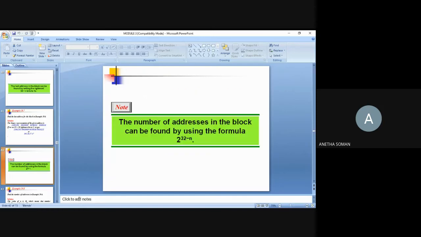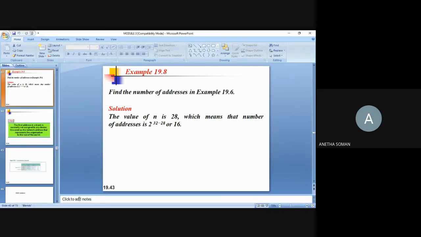Now, how will you find the total number of addresses in the block? I have the first address and the last address, so you will be able to identify how many total addresses are given. That depends on the formula 2 power 32 minus n. In the previous example, the total number of addresses is 2 power 32 minus 28, which is 2 power 4, that is 16 addresses. So the organization is provided with 16 addresses.